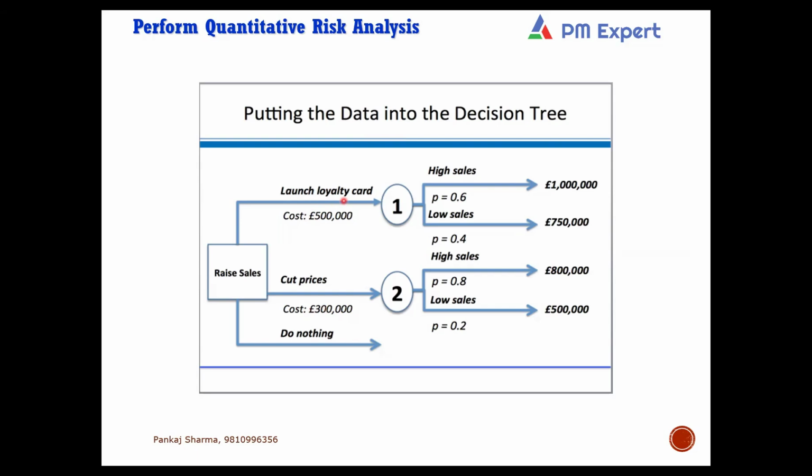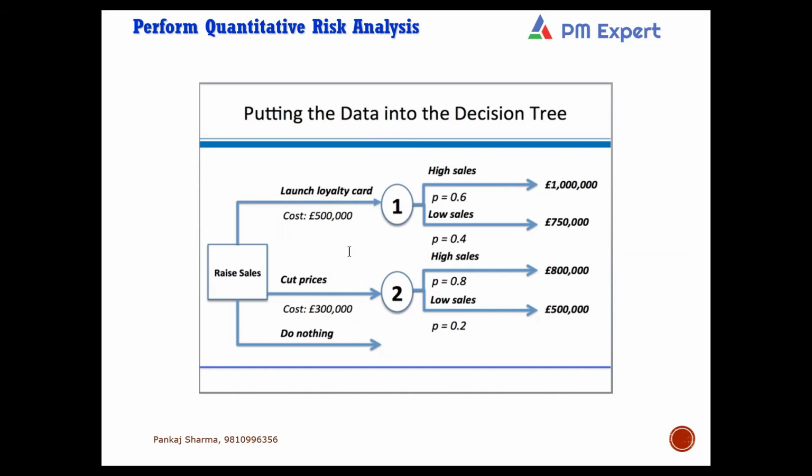So are you all getting this, or shall I calculate here? Atul, Rafael, the cut price calculation is coming as 440K for me, and launching the loyalty card is 400K. Rafael and Atul, what are the values you are getting? Can we do it together here? Yes, let's.